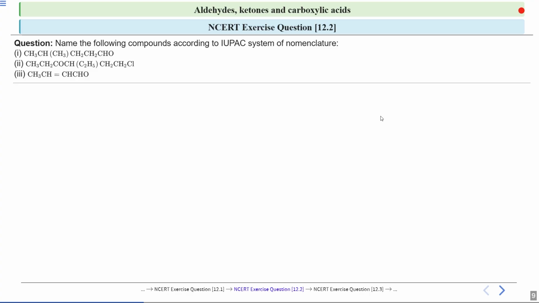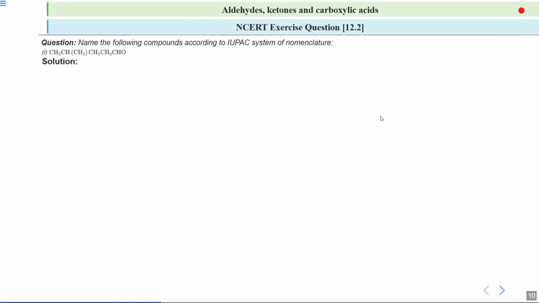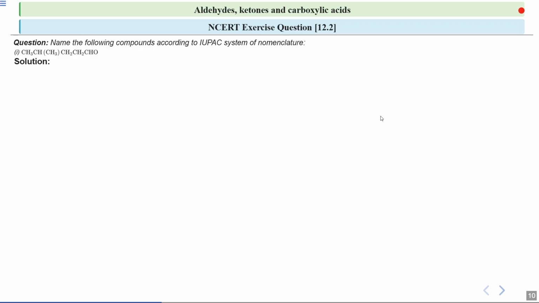In the next question, it is asked to name the following compounds according to the IUPAC system of nomenclature. So 3 parts are given to you. You have to name these compounds and follow the IUPAC nomenclature. Okay, so let's solve the first part. This is the molecular formula, that is CH3CH(CH3)CH2CH2CHO. Now notice the presence of a CHO group at the end. What does this indicate? You all must be familiar that this CHO group is an aldehyde group.